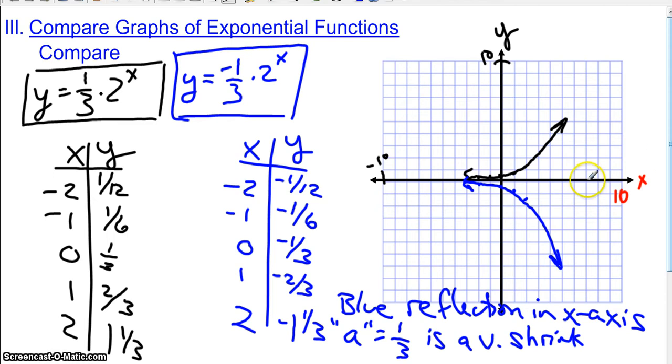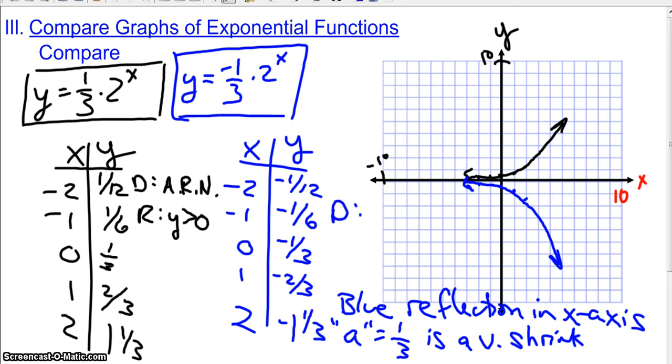Okay. Any questions? What is the domain of the black graph? This domain, what may we put in here for x values? All real numbers again, all real numbers. And the range, y values are what? Greater than 0. So let's compare that to this one here.